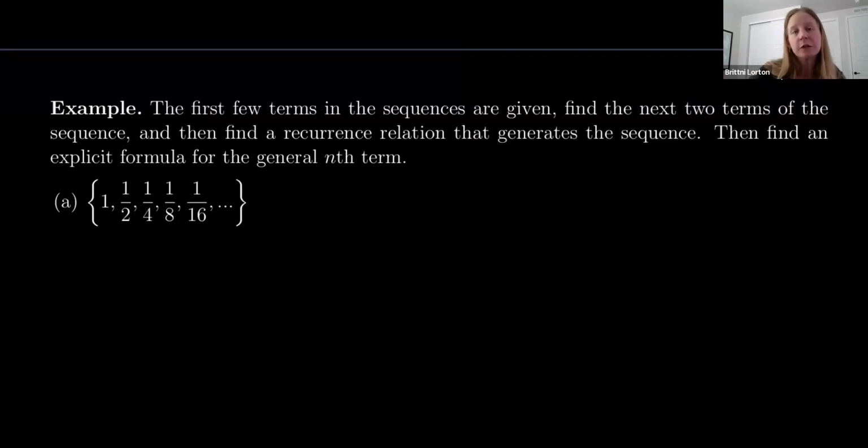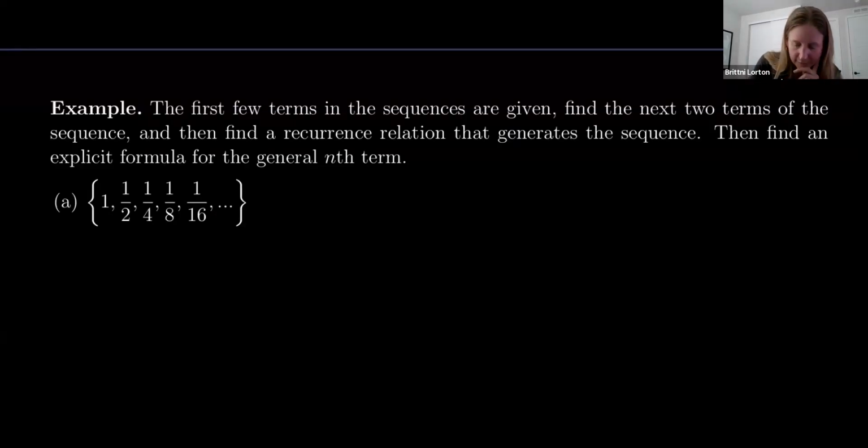So the first few terms in the sequence are given here. Find the next two terms. That just means recognize the pattern and find a couple more. And then I want you to find a recurrence relation and an explicit formula that will generate this sequence.